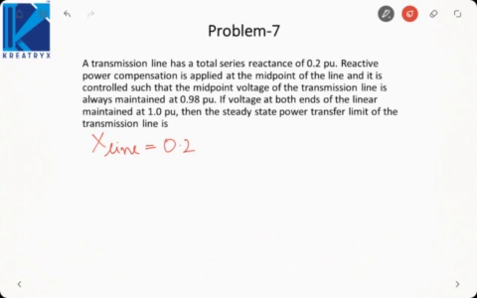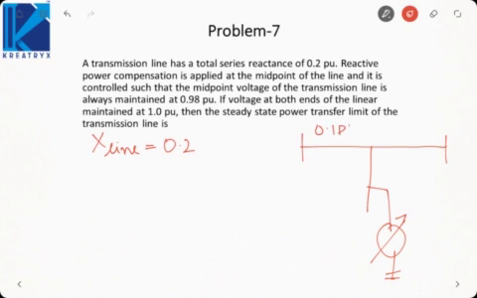Then reactive power compensation is applied at the midpoint of the line like this. So, here reactance will be 0.1 pu, 0.1 pu, such that the midpoint voltage of the transmission line is 0.98. If the voltage at both ends of the line is 1 pu, we need to find the steady state power transfer limit.